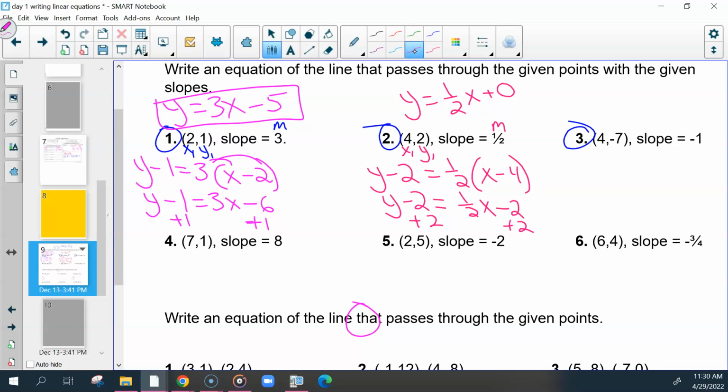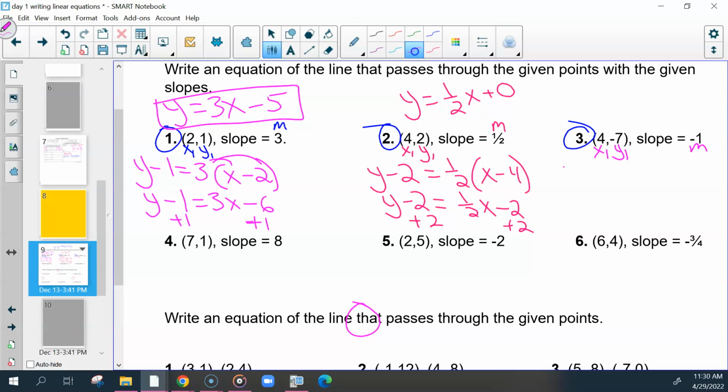Number 3, x1, y1, m. These two didn't have this, but when you have a negative x1 or y1, you would have a minus minus, so you would have a change to plus. Okay, you'll see that in a second.